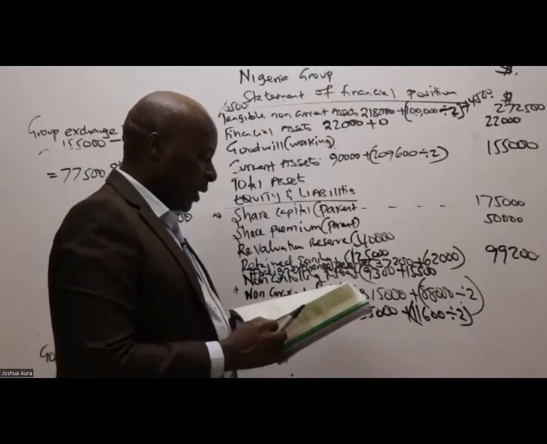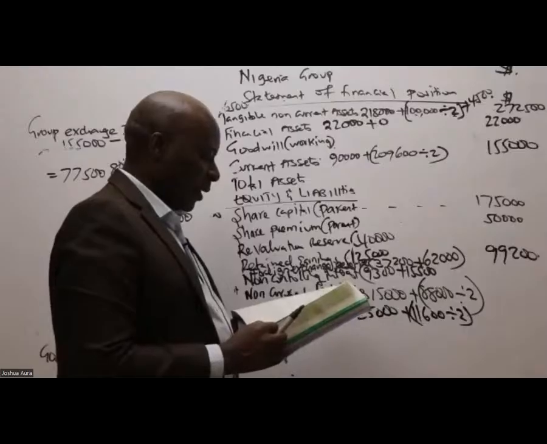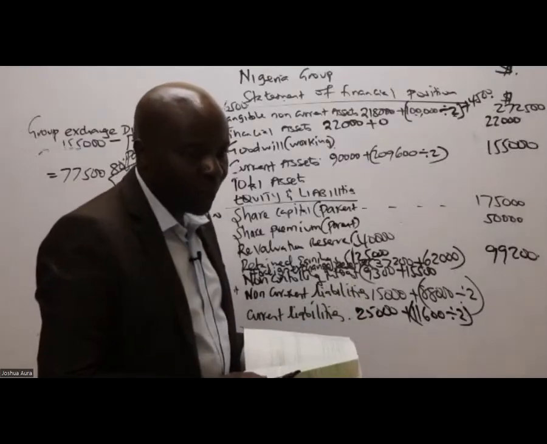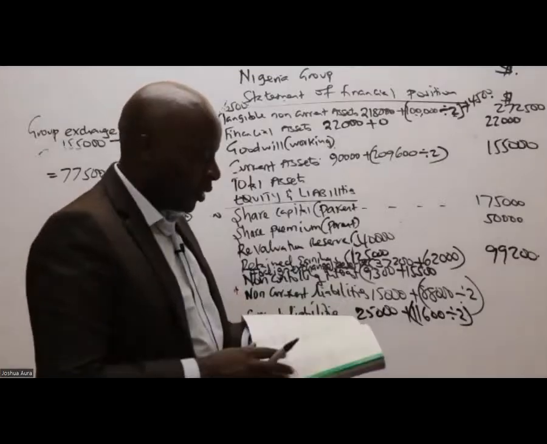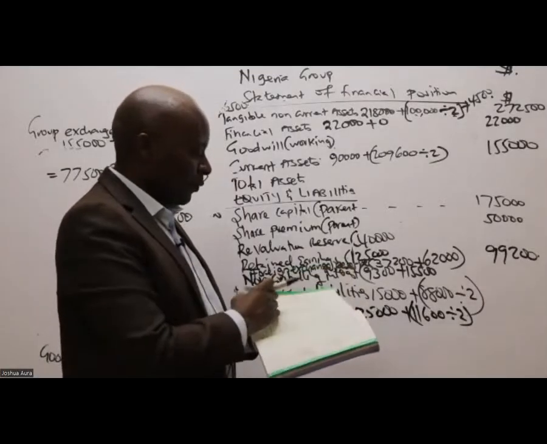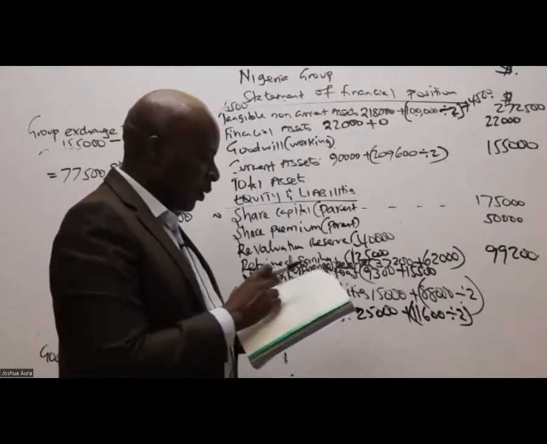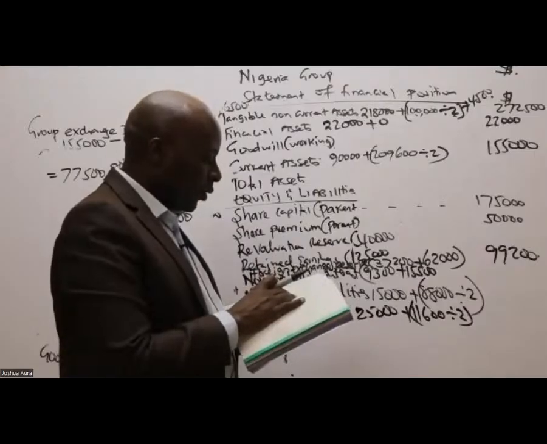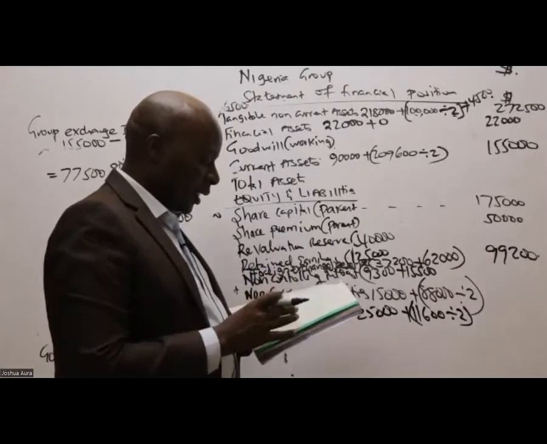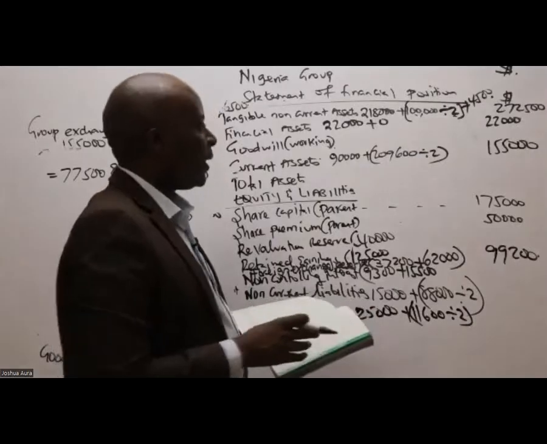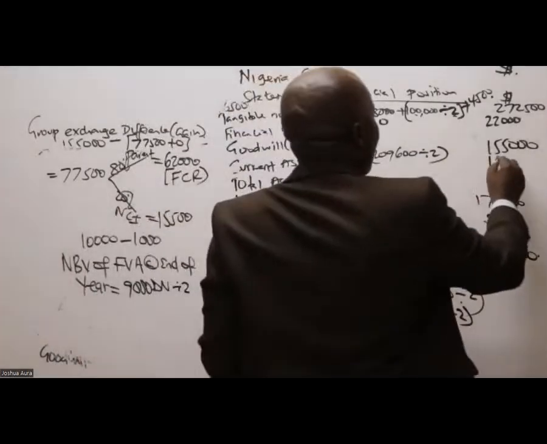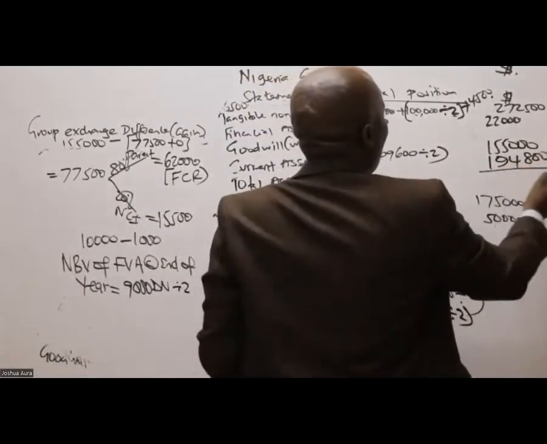Is there somebody who is able to give us the current assets? They say current assets is 194,800. Current assets is 194,800. So come and give me the total.